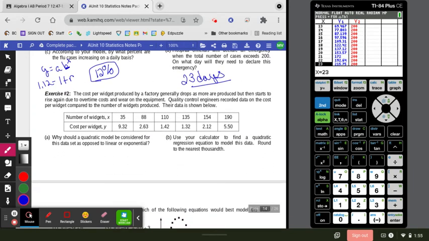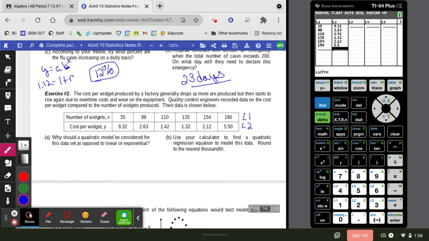Exercise 2. The cost per widget produced by a factory generally drops as more are produced, but then starts to rise again due to overtime cost and wear on the equipment. Quality control engineers recorded data on the cost per widget component compared to the number of widgets produced. Why should a quadratic model be considered for this data set as opposed to a linear or exponential? So I'm going to pause, and I want you to put this into list 1 and list 2, and then come back.